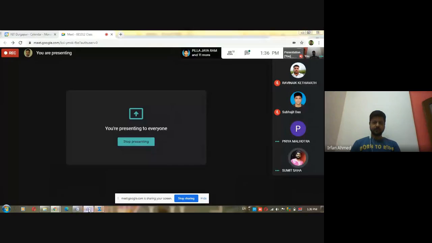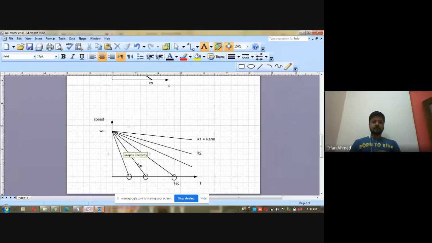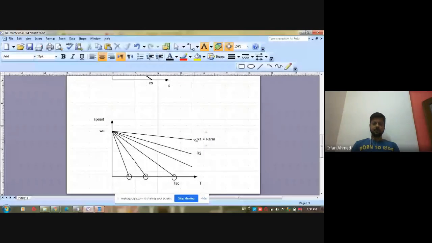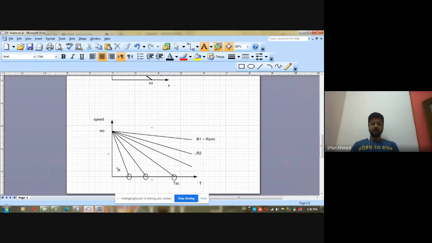Okay, so this was the speed torque characteristics of a DC shunt motor, where the top one was the natural speed torque characteristic, wherein the armature circuit resistance was equal to the armature resistance only, without any external resistance. And as you go on adding external resistances, we had seen that the speed torque characteristic goes on shifting. So we were learning how to draw these speed torque characteristics.